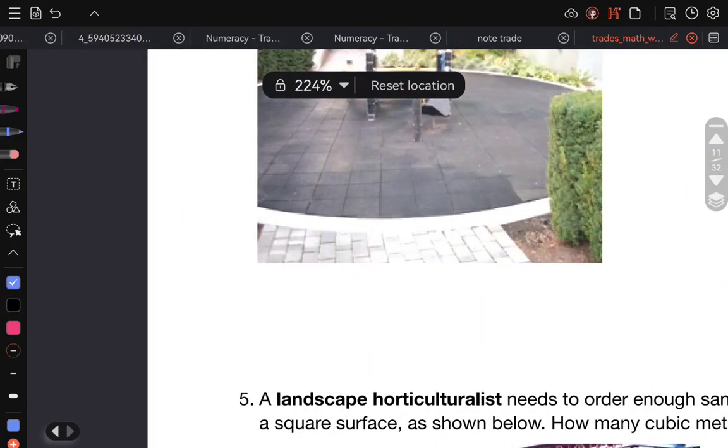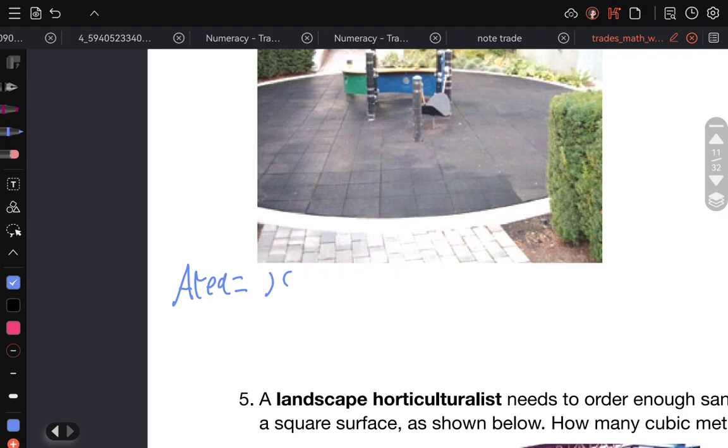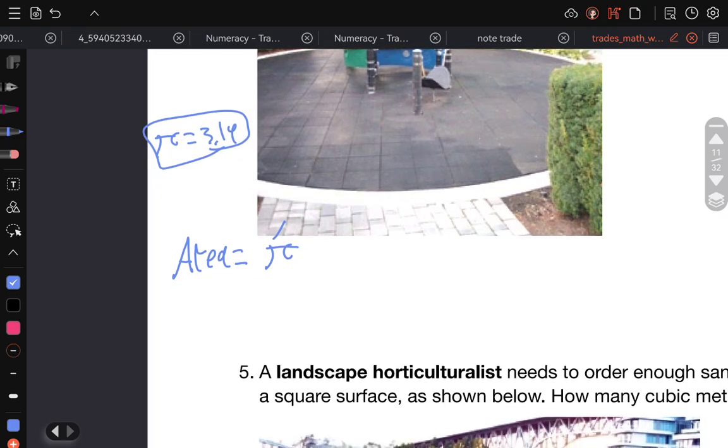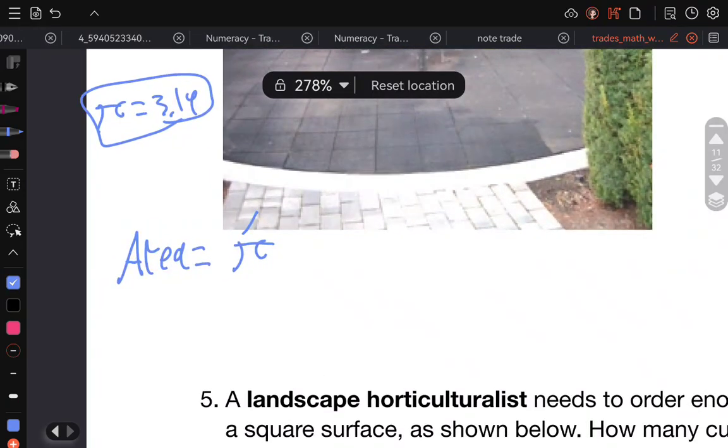Okay, area equal pi, and by the way, pi is 3.14. Just keep it in your mind if you want to write it right away as you like.